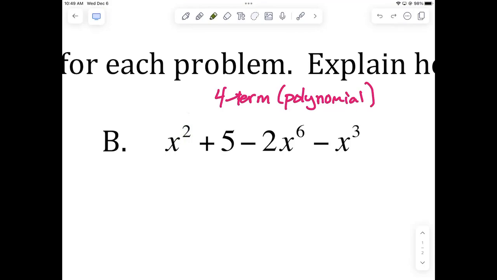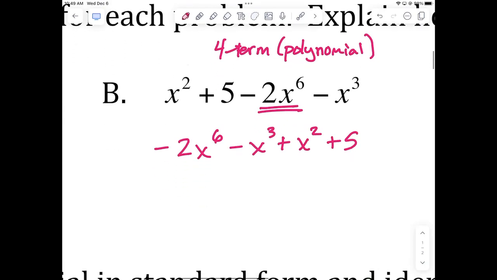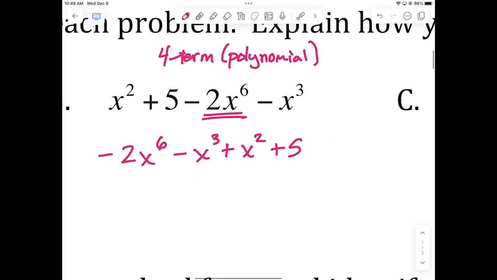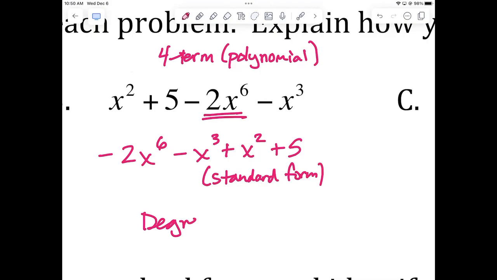If there's more than one term, we look for the monomial term that has the largest degree. It's not written in standard form. But if we were to write it in standard form, it would be negative 2x to the 6 minus x to the third, plus x squared plus 5. If we write it like that, now we have it in standard form. That's what this is called, standard form. And now the degree is equal to, as you said, 6.